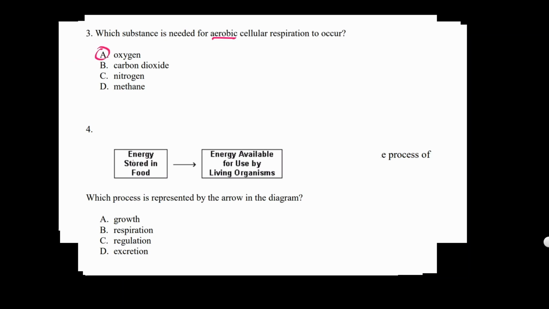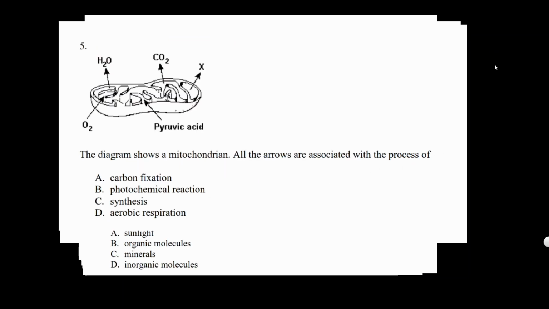Number four, energy stored in food, such as energy stored in glucose, and energy available for use by living organisms. What process is this? This is respiration. Letter B. Let's go to number five.